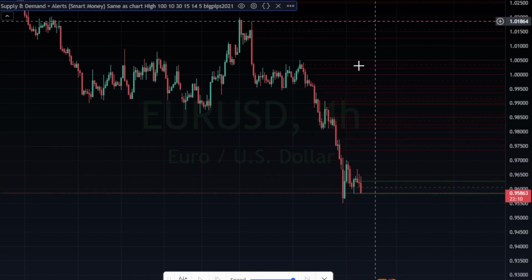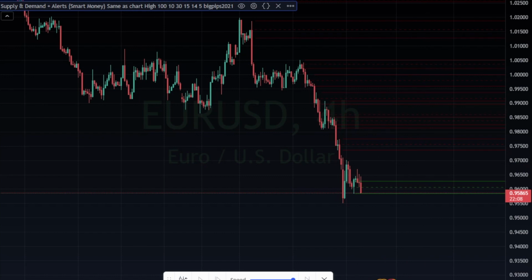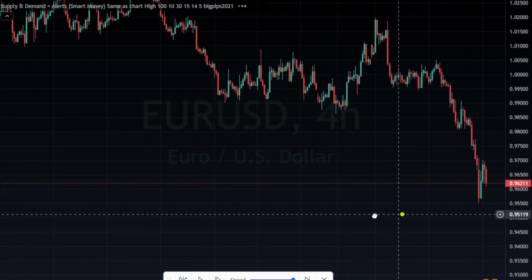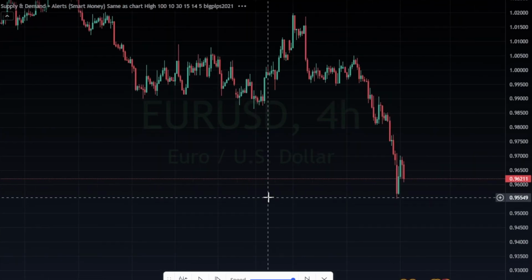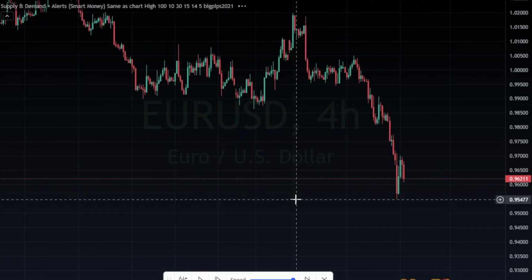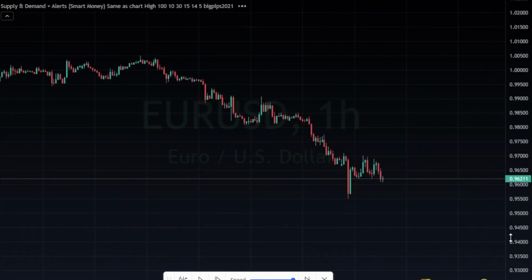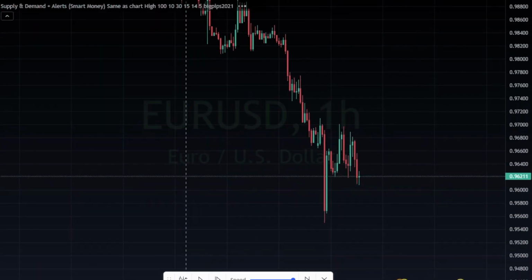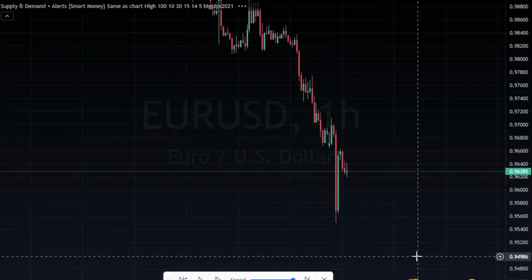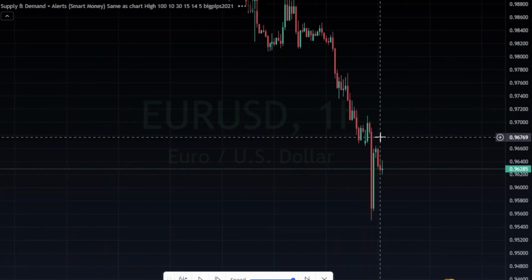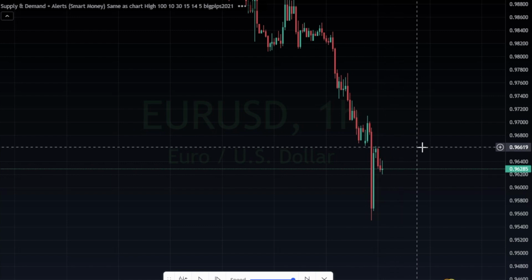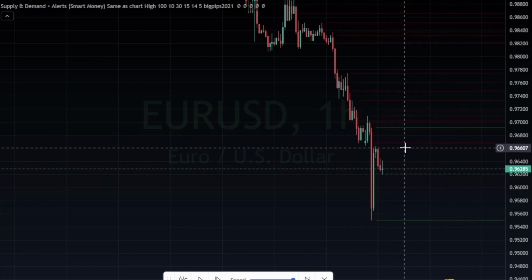In fact, there's probably a pullback to this order block right here. Let me show you. I'm sure it happened. There's probably an order block right there. Definitely on a lower time frame. If I go to the 1 hour, there's probably an order block. I see. It would have happened today, or last night rather.